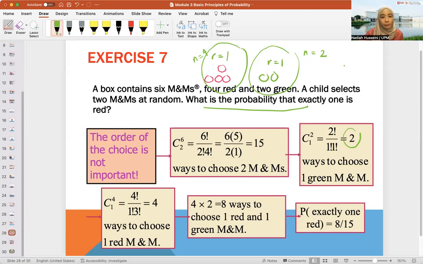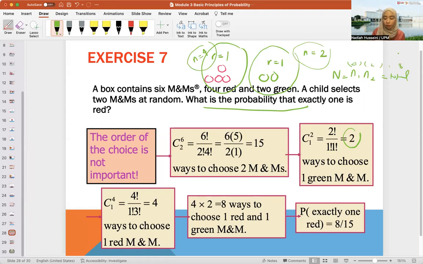So here, there are 4 possible ways to select red, and there are 2 possible ways to select green. This is the first stage and this is the second stage. We can call it like that, even though this is not an ordered subset. We're talking about product rule here, okay? Remember, the product rule tells us N1 times N2 is the total number of events. So here I'm multiplying 4 with 2. So the number of events is 8.